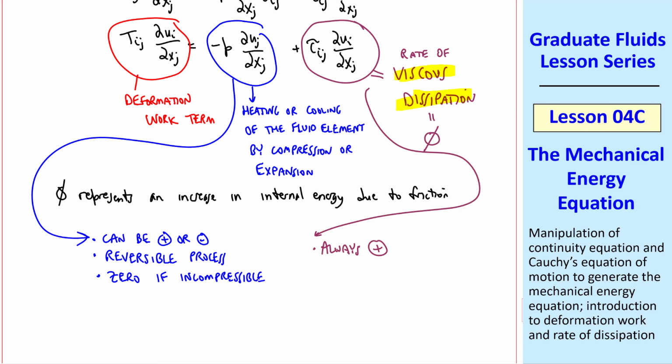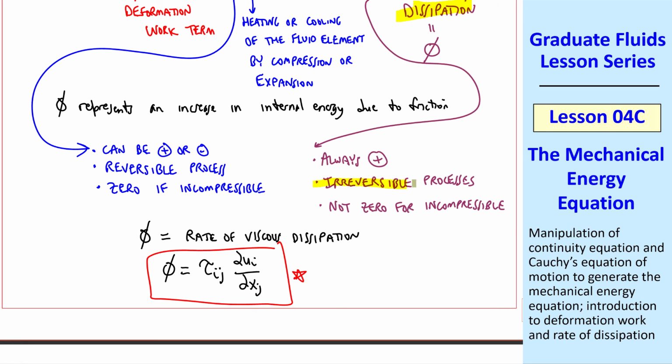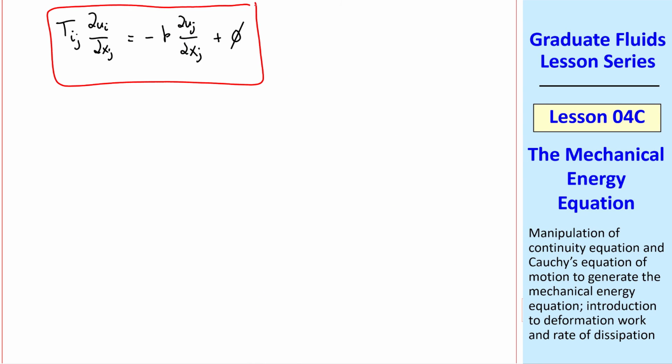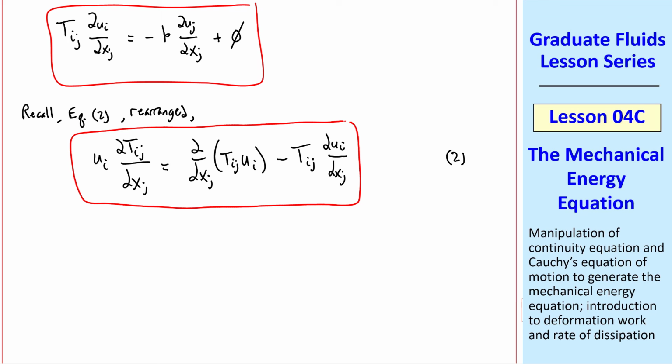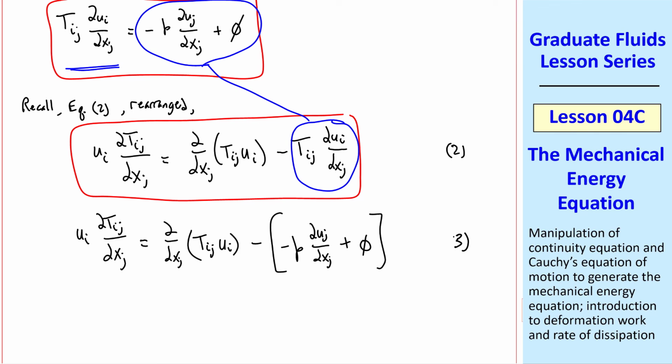But this term is always positive. It's due to irreversible processes, and it's not 0 for the incompressible case. We summarize that phi is the rate of viscous dissipation, and it's defined as τij ∂ui/∂xj. Keep in mind that this is due to irreversibilities, namely friction. So let's write this equation with this term now called phi as shown here, and recall equation 2 with the terms rearranged, which is this equation, but let's plug the above into this equation, and let's call this equation 3.